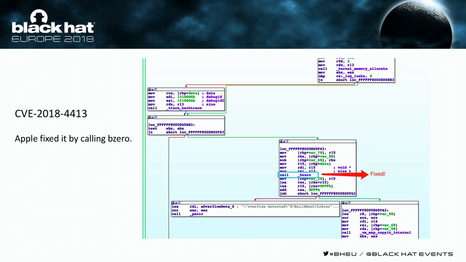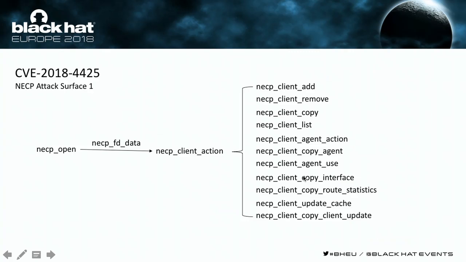Okay, let's see how Apple fixes this vulnerability. Very simple. Just add a call to bzero after allocating the kernel memory, the page of kernel memory. Okay, let's jump to the second vulnerability.